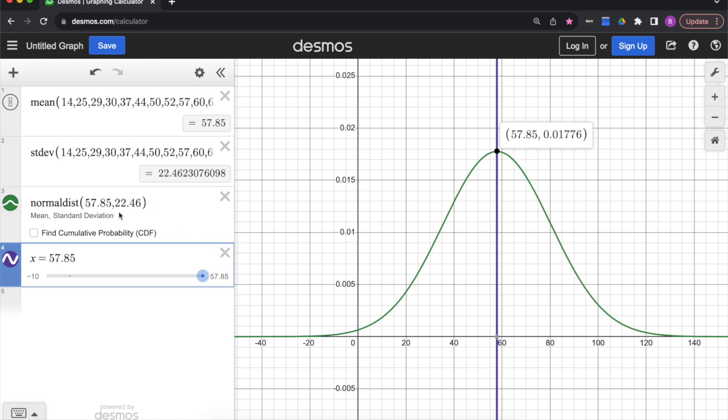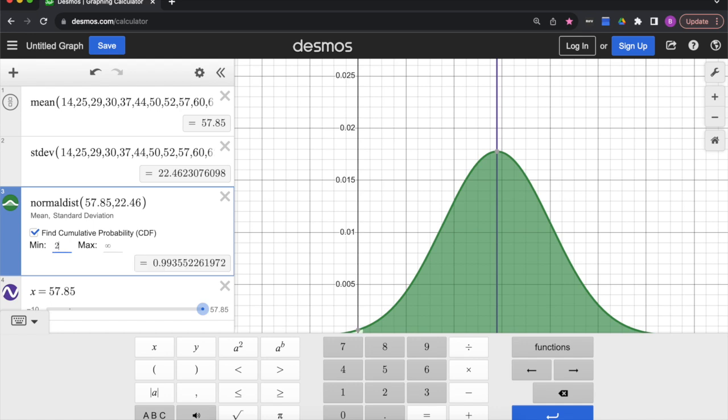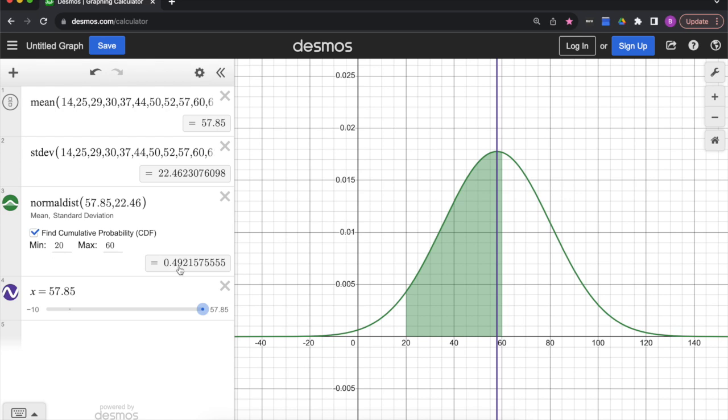But what we want to do to find these ranges, so the first question is, what is the probability a student scored between 20 and 60? So you're going to click find cumulative probability range, and when you click it, automatically you see it's at 1, which means the graph is full. It's 100% here. And so we want to find the range between 20 and 60. So the probability a student scored between 20 and 60 is a 49.2% chance. And if you want to, you can get rid of the mean there.